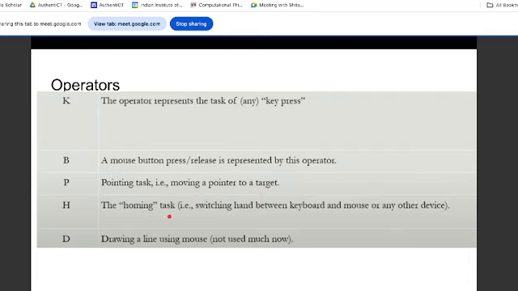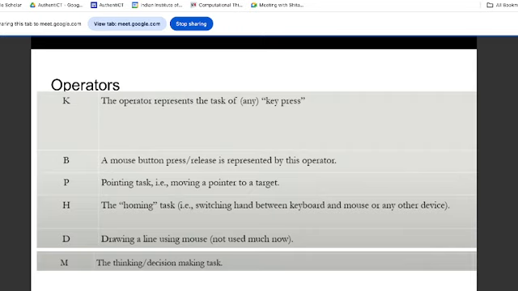The homing task: when you are switching your operation from the touchpad to the keyboard, or maybe you are using a mouse or other device, maybe you are drawing something using a stylus. All these actions require going from one device or one physical platform to another. That is known as homing. So if I switch between the keyboard and the touchpad, that will be called the homing time. Then D is drawing a line using the mouse. Now we don't use the drawing a line action; pretty much nowhere do we need to use it.